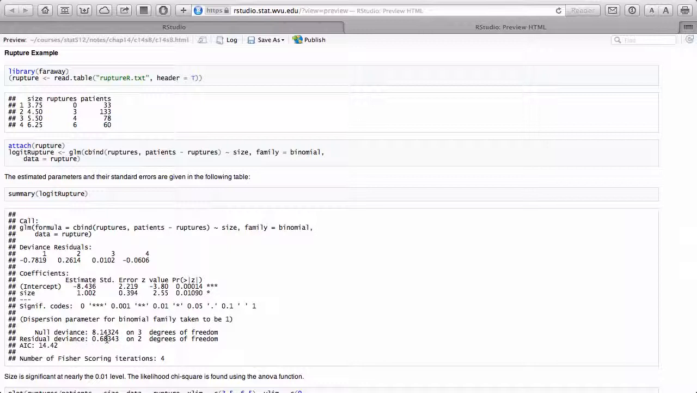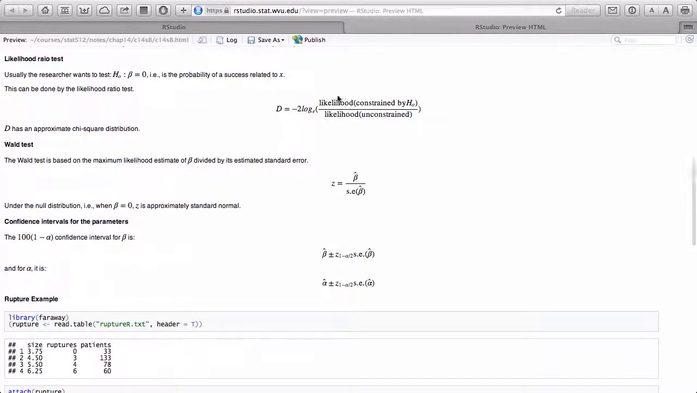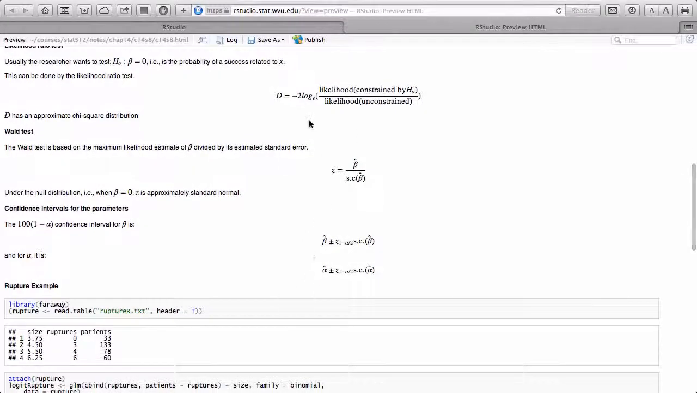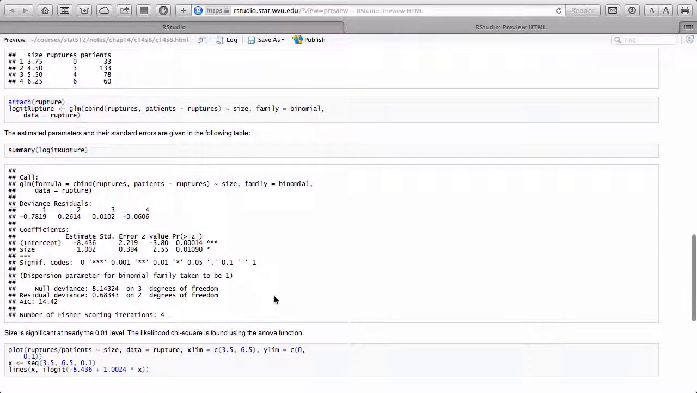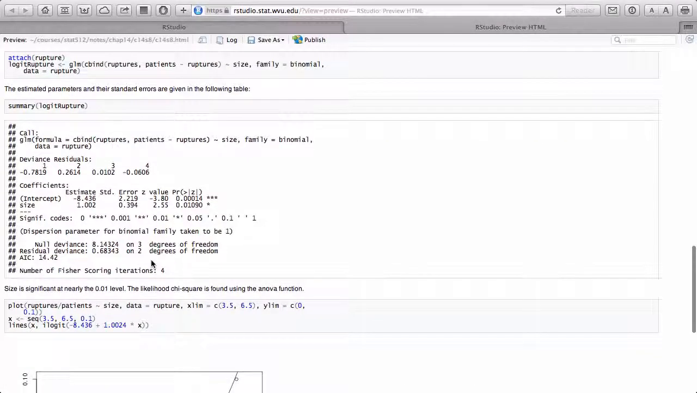So if we look at the null deviance, it's 8.14, whereas the residual deviance is for the fitted model. This goes back to this whole idea of the likelihood constrained and unconstrained. I use D as a representation of deviance. And so this gives us the outcomes we want using the Wald test.